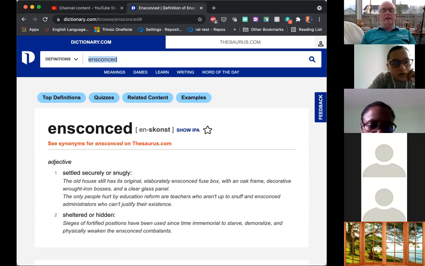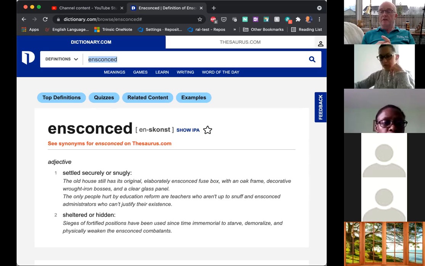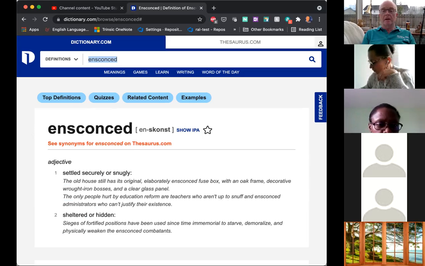So, had anybody heard of this word before? It's new for you all, isn't it? Ensconced. This is a great word, right? It's very descriptive. What does it mean? It's an adjective. Let me write it in here before I forget myself. Ensconced. It means settled securely or snugly. Or it means sheltered or hidden.